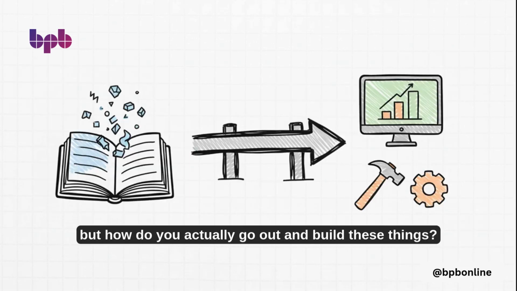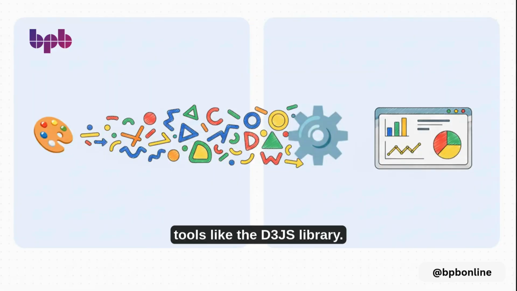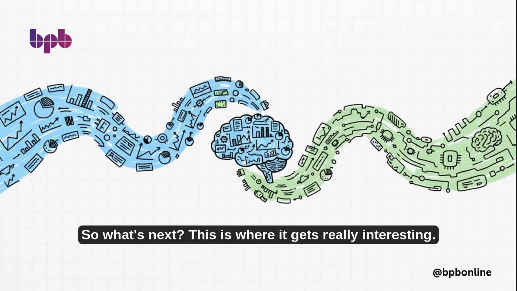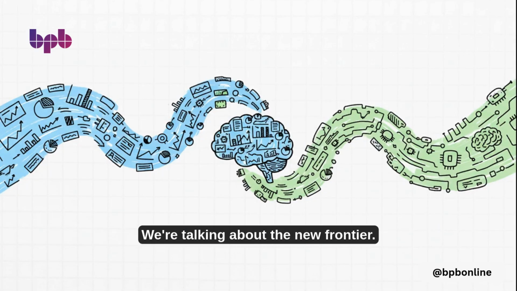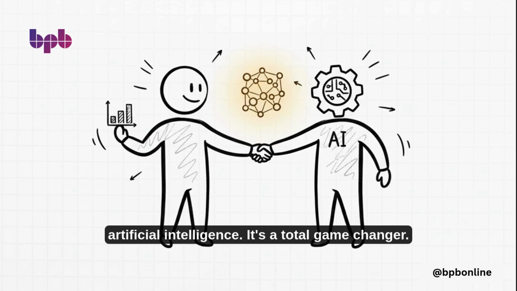So that's the theory, but how do you actually go out and build these things? Well, you'll learn design principles and get hands-on with tools like the D3JS library. So what's next? This is where it gets really interesting. We're talking about the new frontier. And that frontier is where visualization meets artificial intelligence. It's a total game changer.